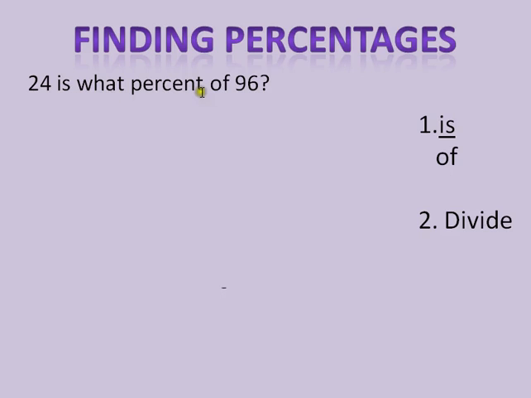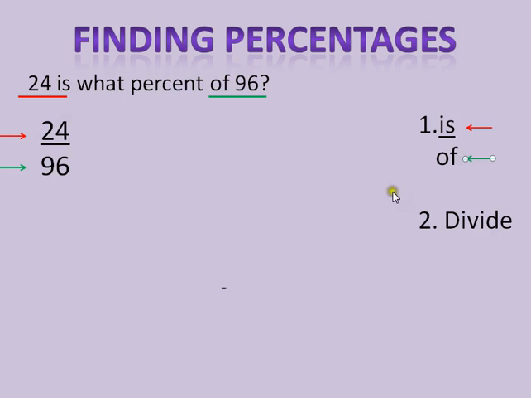So 24 is what percent of 96? So what we're going to do is "is over of." So 24 is what percent of 96? We make that into a fraction. 24, which is my red line, is my "is." 96 is my "of." Is, of. So they're all color coordinated. The "of" goes on the bottom. The "is" goes on the top.